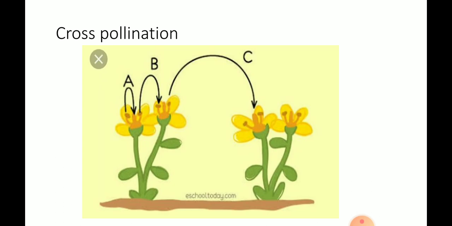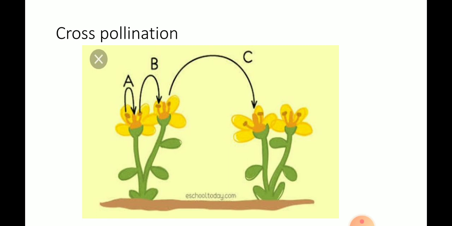The next type of pollination is cross-pollination. What is cross-pollination? The transfer of pollen grains from the anther of a flower to the stigma of a flower present on another plant of the same kind is called cross-pollination. That means when pollen grains are transferred from the anther of one flower to the stigma of a flower present on another plant of the same kind, it is known as cross-pollination.